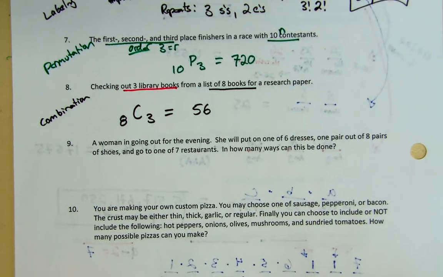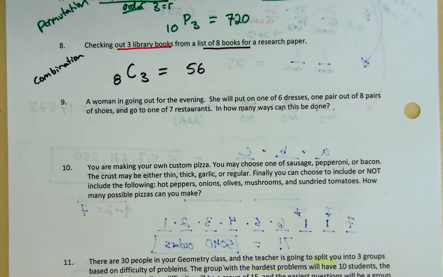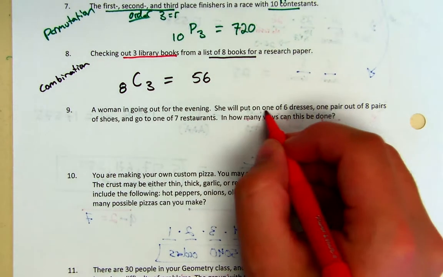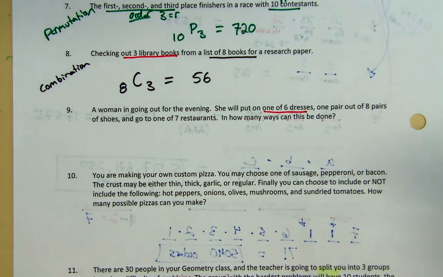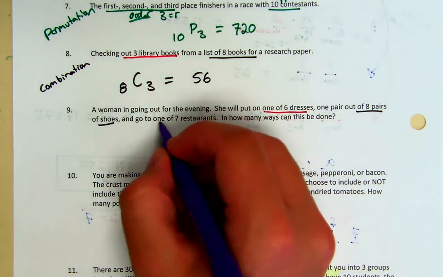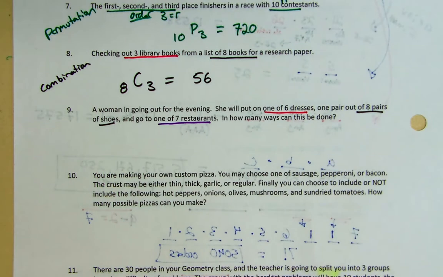Moving on. A woman is going out for the evening. She will put on 1 of 6 dresses, a pair out of 8 pairs of shoes, and go to 1 of 7 different restaurants. So in this case, I've got a bunch of different options going on.